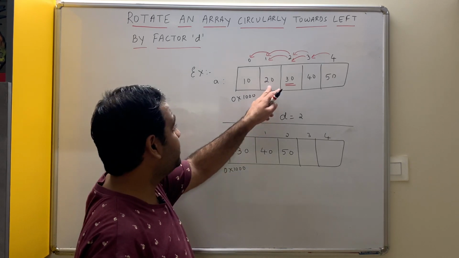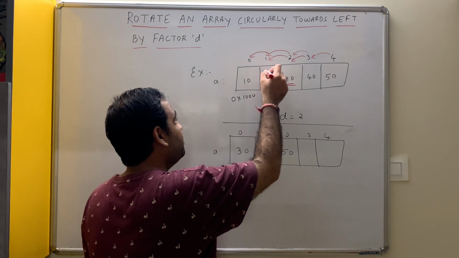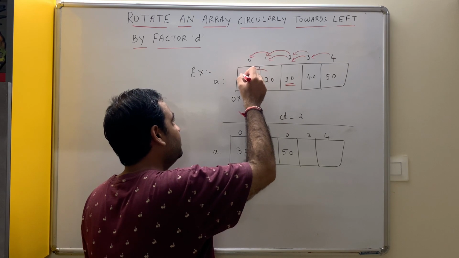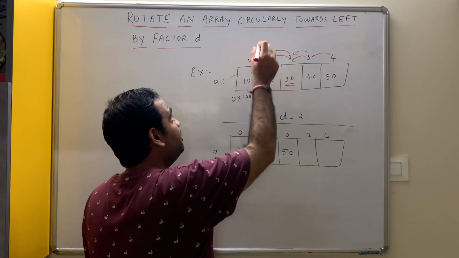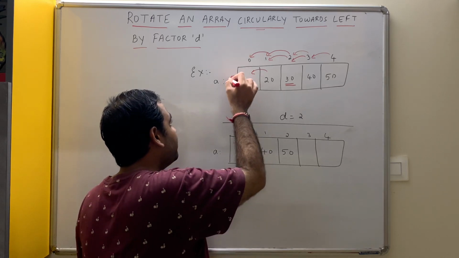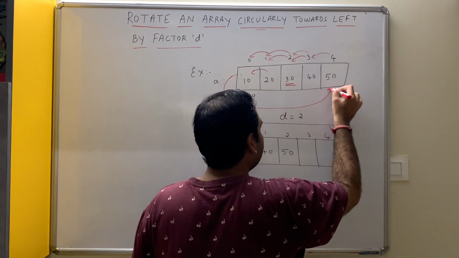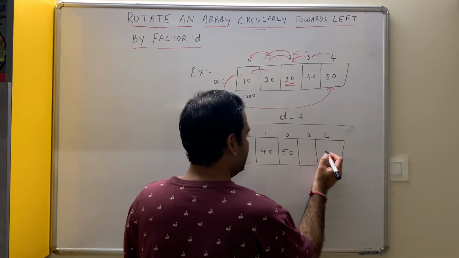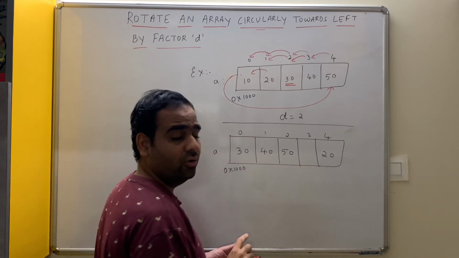Now what about this 20? Now see here, this is left shift by 1. There is no second place. Since there is no second place, it has been said circularly. Hence, you get the second place over here. Therefore, 20 comes at index 4.